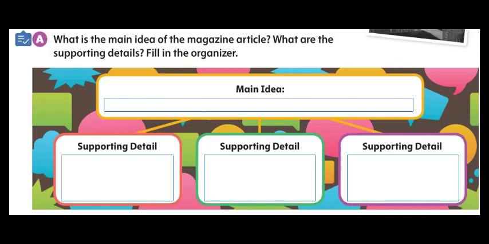Open page 94. A. What is the main idea of the magazine article? What are the supporting details? Fill in the organizer. Together, we will put the main idea and the supporting details of this main idea. Think about it. What is the main idea of this magazine article? Usually, the main idea is in the introduction. See the first paragraph? You will see the main idea.